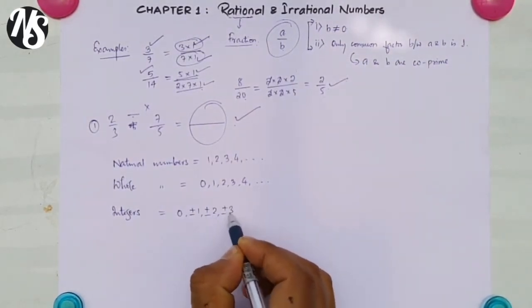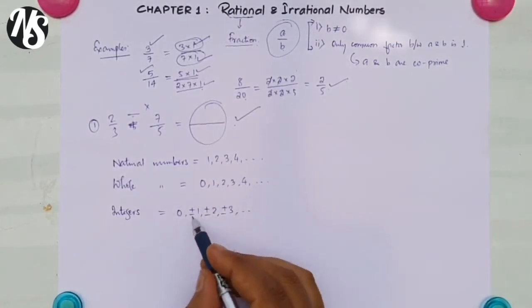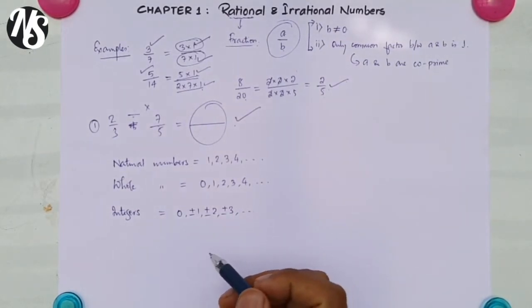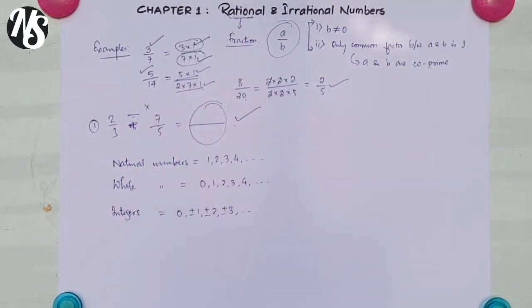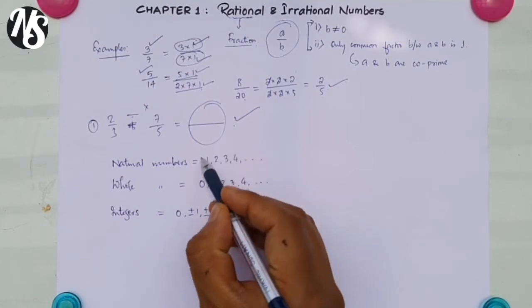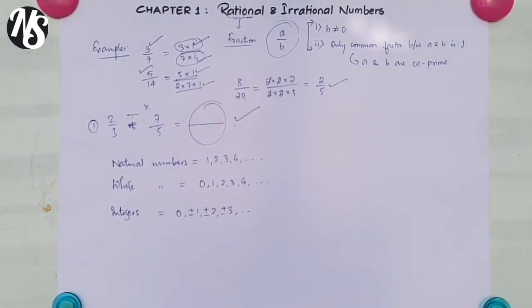So here if you see, you have only positive numbers, here also positive, but in integers we include negative numbers as well. You have understood rational numbers, isn't it? Okay, now my question is, are all these numbers, natural numbers, a rational number?